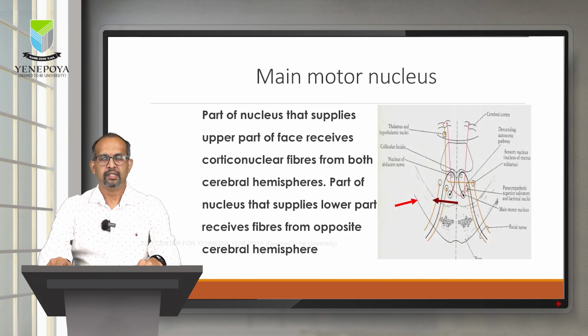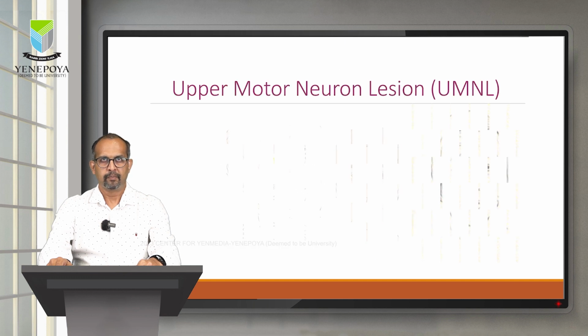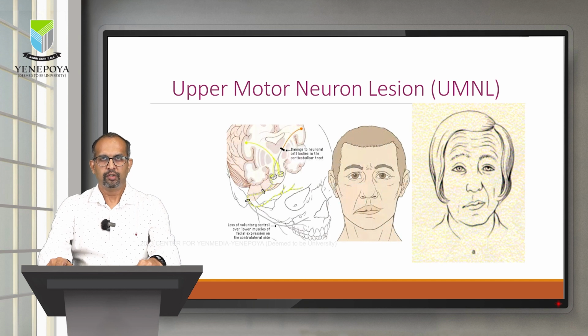Motor nucleus, as you can see in the picture: the part of the nucleus that supplies the upper part of the face receives corticonuclear fibers from both cerebral hemispheres. The part of the nucleus that supplies the lower part receives fibers from the opposite cerebral hemisphere. Let us move on to the neuron lesions, that is upper motor neuron lesion and lower motor neuron lesion. Then we will move on to Bell's palsy.